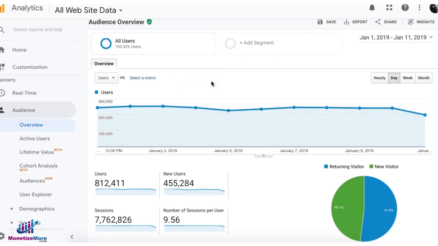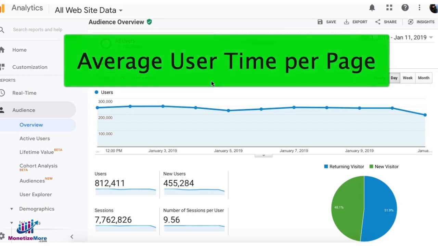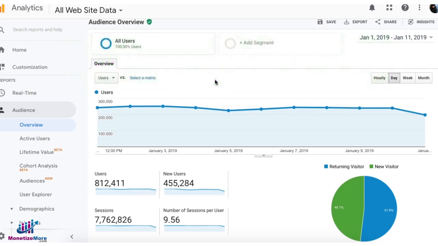So before we even begin deciding on the number of seconds we want our ads refreshed, we first need to determine how long our users stay per page. Like, what is the average time each user spends on every web page?